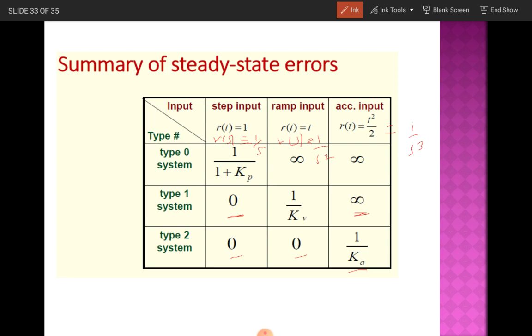So from this we can conclude, if you increase the type of system, what happens? The order of system increases. When the order of the system increases, for a step input, initially you get some error. Then if you increase the order or type of system, the error becomes 0. That means error minimizes if you increase the type or order of system.